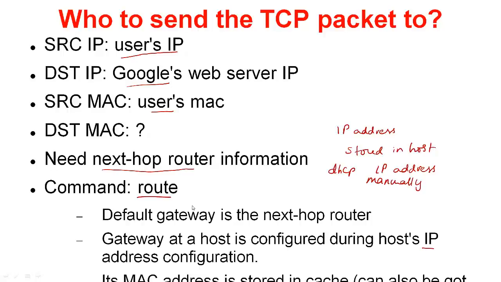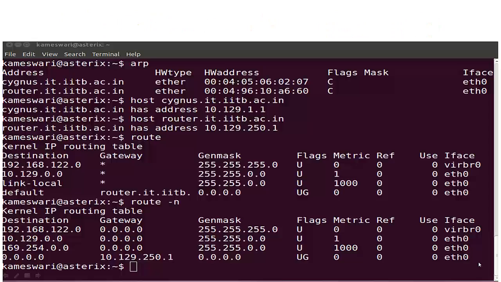So route is a command that gives you information about your routing. Basically within this, the gateway is nothing but your next hop router. And as I mentioned, its IP address the host already has, and its MAC address is also typically cached, as we saw as part of ARP. Even if it were not cached, since you know the IP address, you can get the MAC address through what? That's right, ARP.